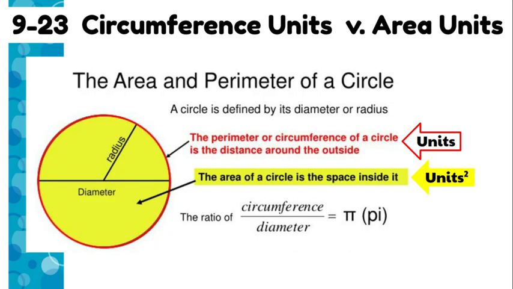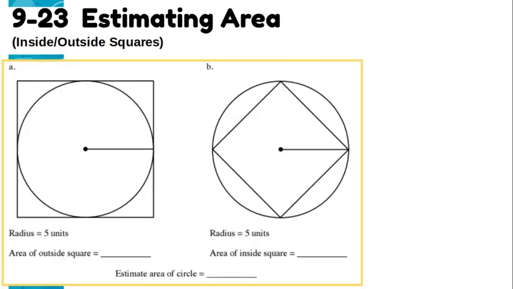But today, as we move on from circumference to area, we need to be careful on a couple things. When we work with perimeter, we need to make sure that our units are just linear units, and whenever we work with area of any figure, they are units squared.